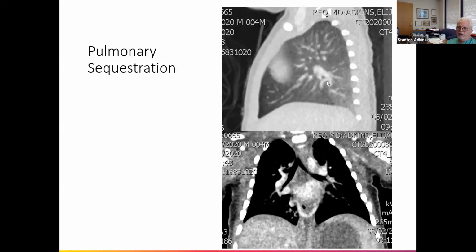More often, we will have extralobar sequestrations, which have no connection to the lung at all. They're just sitting there. They look like little masses, and sometimes people will think of them as possibly tumors. And they will have a blood supply that's coming from down below the diaphragm, coming up through here, and just have a little mass that's sitting down like a wedge in either the right or left lower portions of the chest.